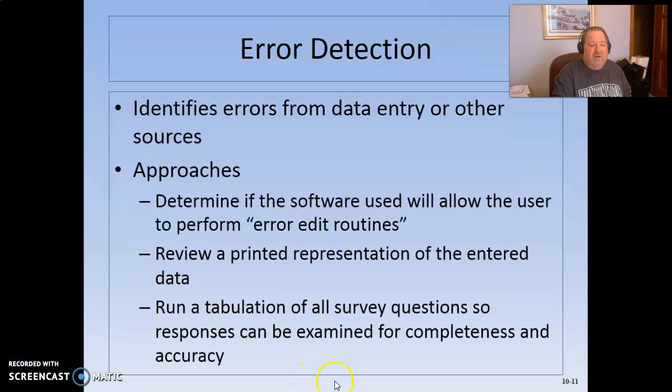Using internet surveys, again, it kind of, for lack of a better term, makes it idiot-proof, because respondents have to answer questions.